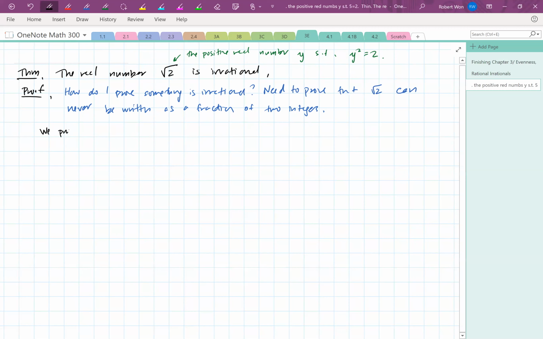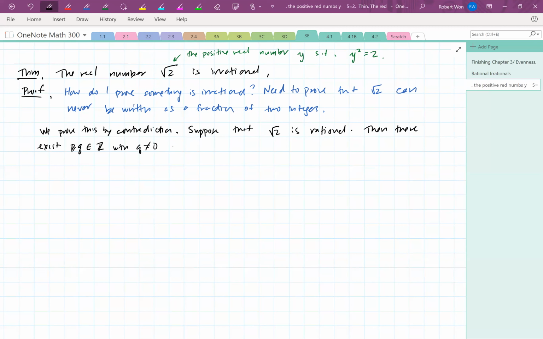So we prove this by contradiction. Suppose for contradiction that the square root of 2 is rational. Now, if I reach a contradiction, I know I'll have proven my theorem that root 2 is irrational. Why do we do this? We do this because it gives us something concrete to work with. Then there exist integers p and q with q not equal to 0, such that the square root of 2 is equal to p divided by q.